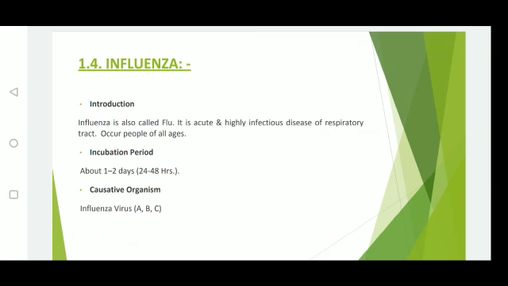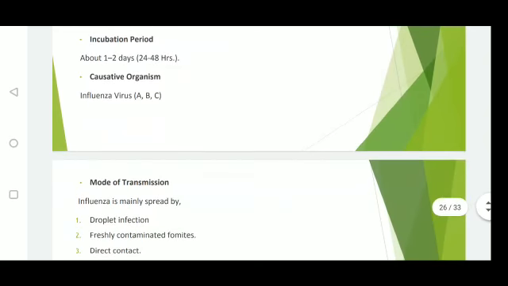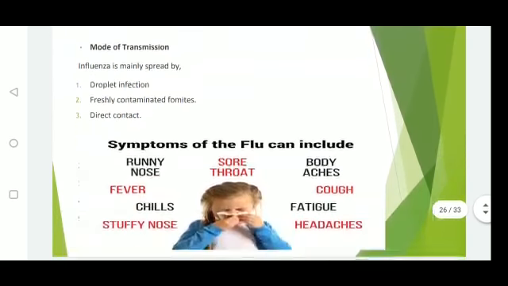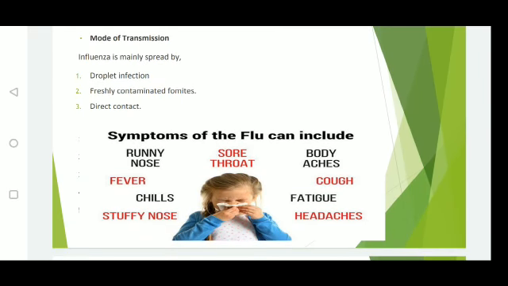The incubation period is 1 to 2 days. The causative organism is the ABC influenza virus. The mode of transmission is droplet infection, freshly contaminated objects, and direct contact, that is person to person contact. Symptoms are running nose, fever, chills, stuffy nose, sore throat, body pain, cough, fatigue, and headache.